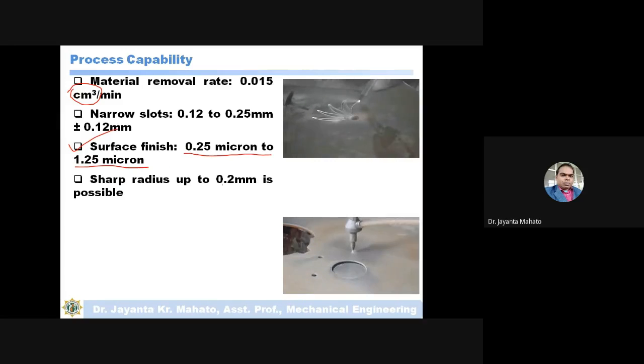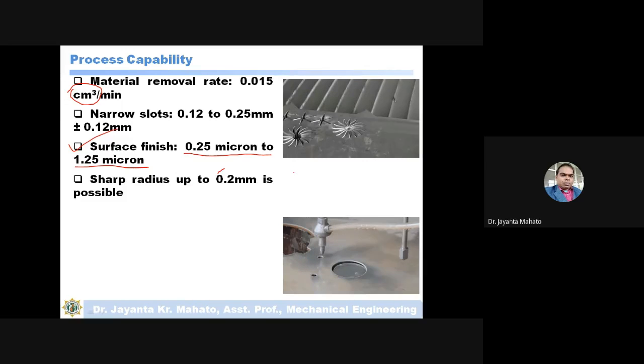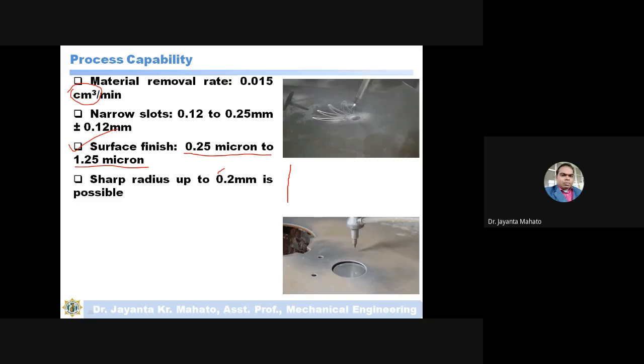Sharp radius up to 0.2 mm is possible. Sharp radius means, suppose you want to make a V groove, and at the tip of the groove you want to make a radius. By this machining, curvature of up to 0.2 mm radius is possible by this machining process.